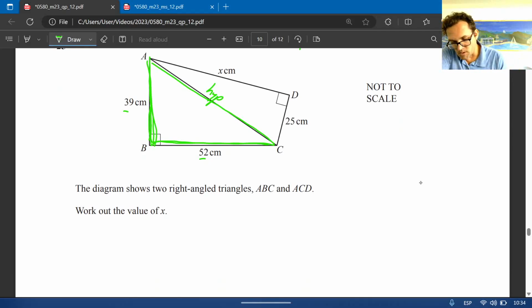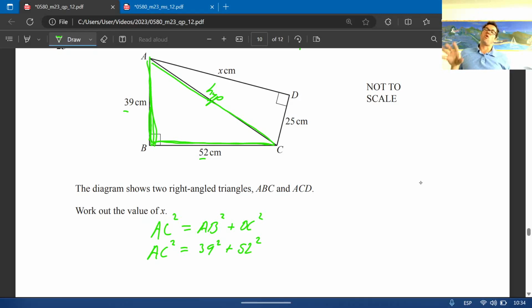Okay, so what is the Pythagoras theorem? Well, it's the hypotenuse, which in this case is AC, squared, equals the other two sides, that will be AB, 39 squared, plus BC squared, yeah? So that means AC squared will be AB, which is 39 squared, plus BC, which is 52 squared. Okay, now before I go to my calculator, I want to do one more thing. I don't want to know what's AC squared. I want to know what's AC. So that square, we move it to the other side, becomes square root.